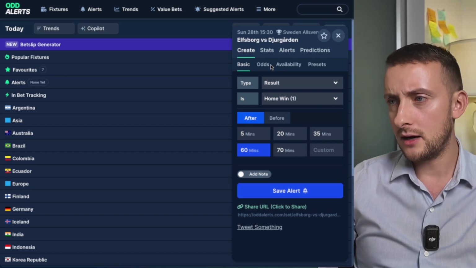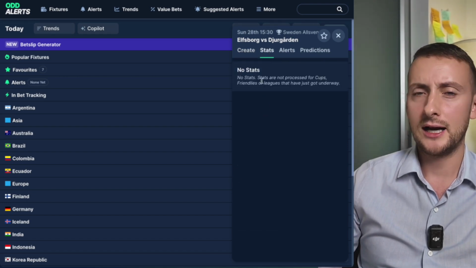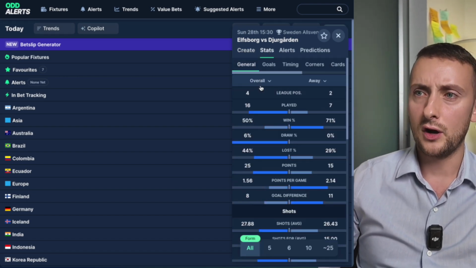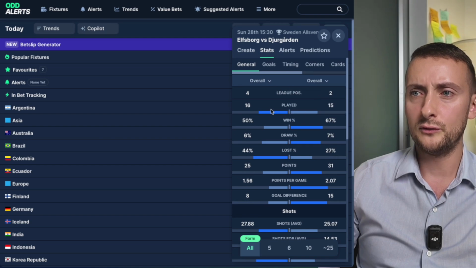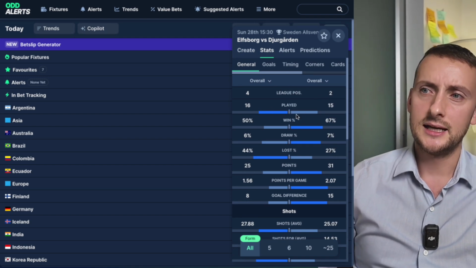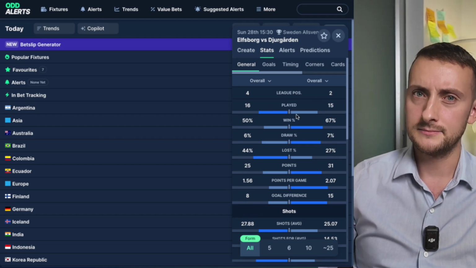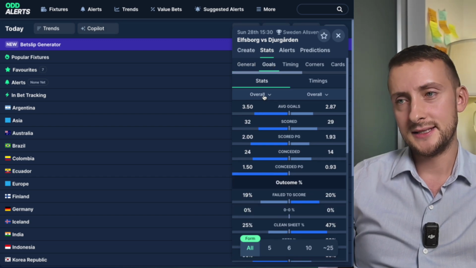Elfsborg versus Djurgarden in Sweden. Now let's have a look at how many games they've played so far in Sweden. Toggle overall, 15 for the away team, 16, and it's 4th hosting 2nd. Now in terms of the goals, it's an interesting one this.